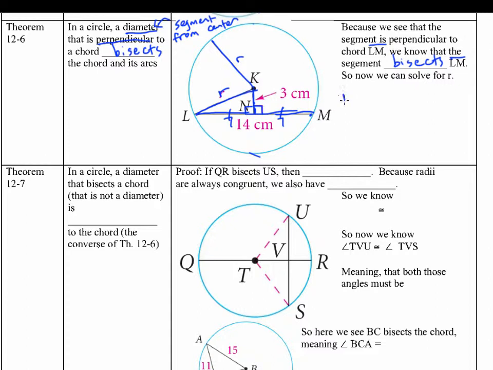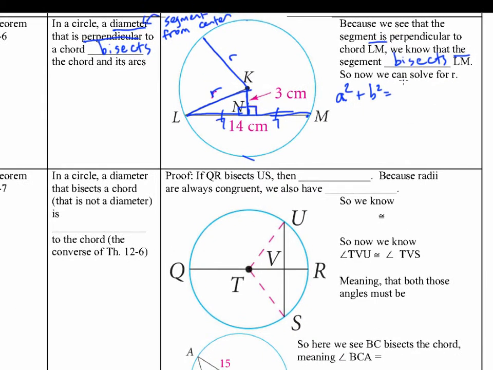So let's solve for R. Because we have a right triangle, we can say a squared plus b squared equals c squared. So our a could be either one of these, so 3 squared plus our b, 7 squared, not 14. It's bisected. It's not 14, it's 7. Equals R squared, our c squared. So 9 plus 49 equals R squared. 49 plus 10 is 59, so subtract 1, so 58 equals R squared. Square root both of these. Let's flip that. So R equals the square root of 58.